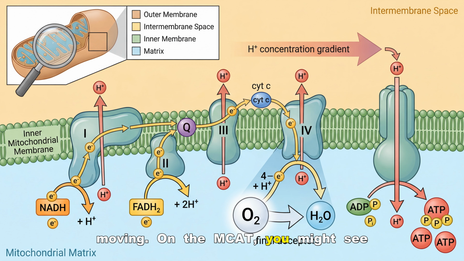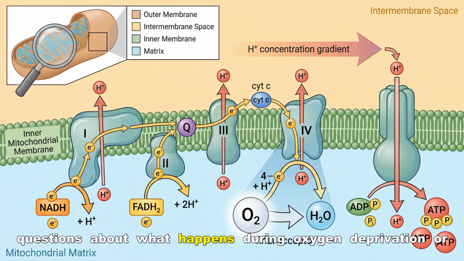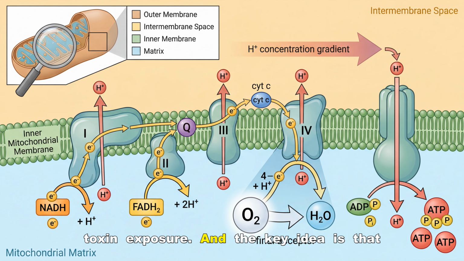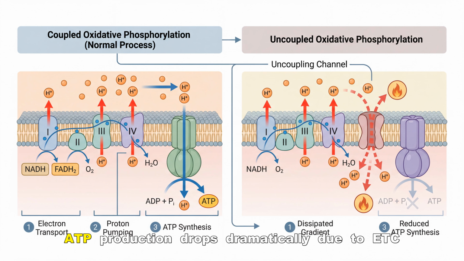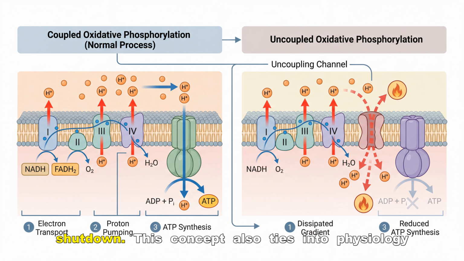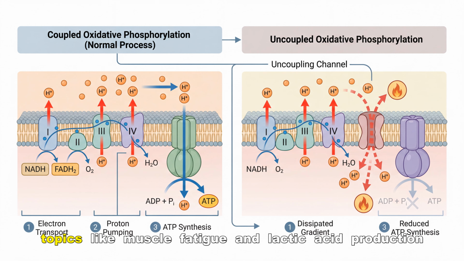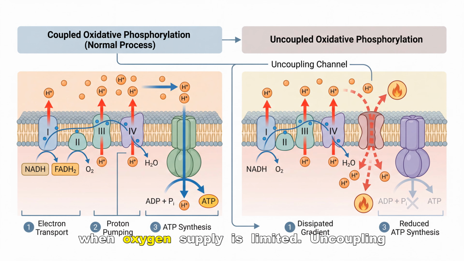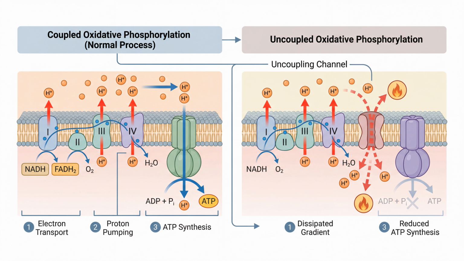On the MCAT, you might see questions about what happens during oxygen deprivation or toxin exposure. And the key idea is that ATP production drops dramatically due to ETC shutdown. This concept also ties into physiology topics like muscle fatigue and lactic acid production when oxygen supply is limited.